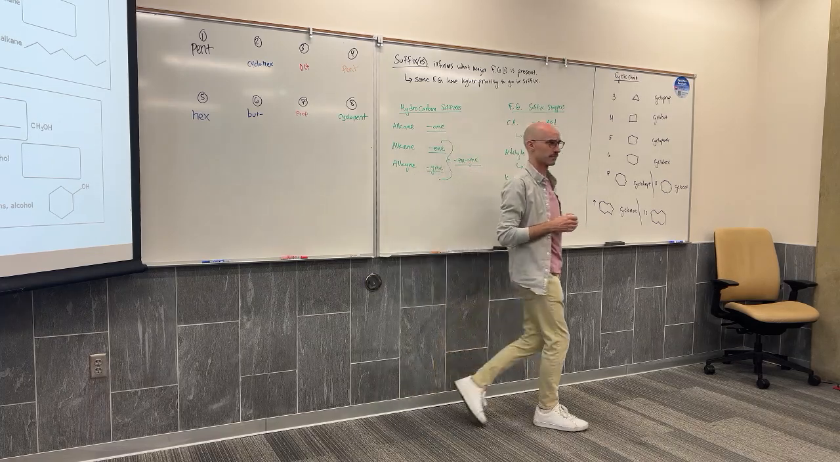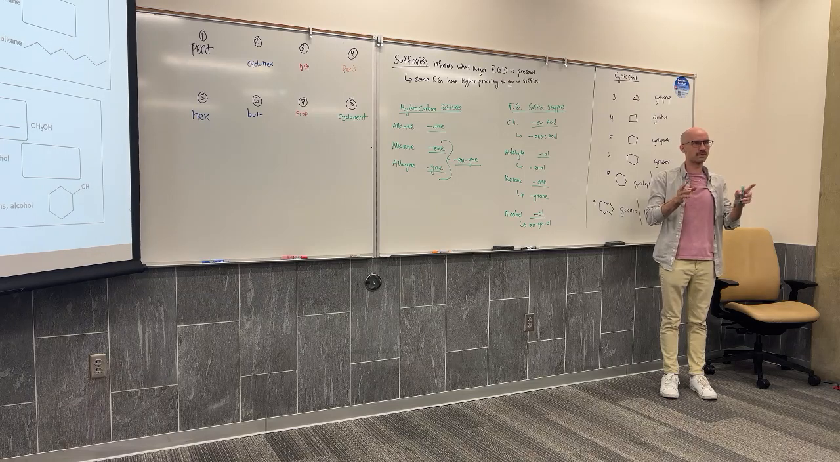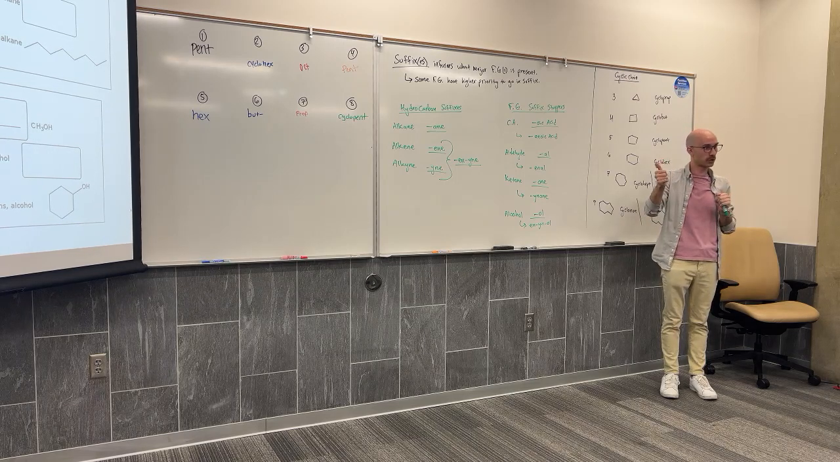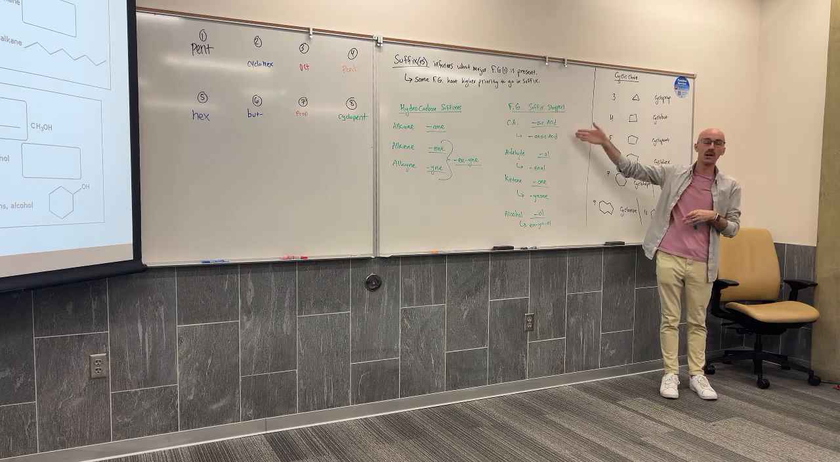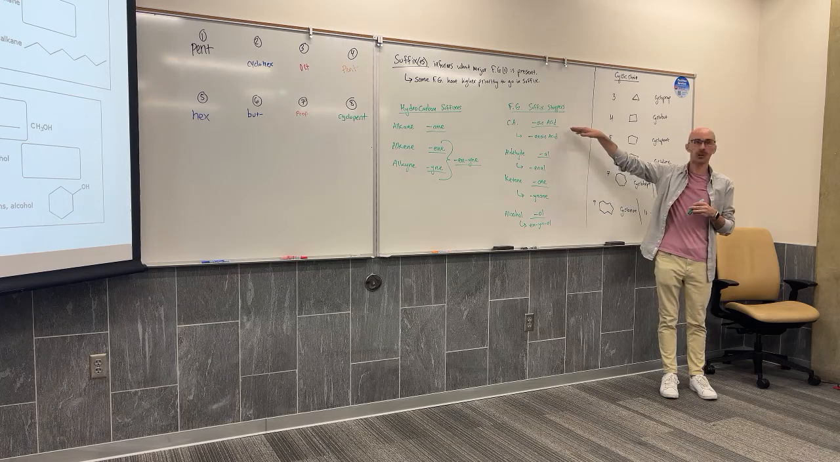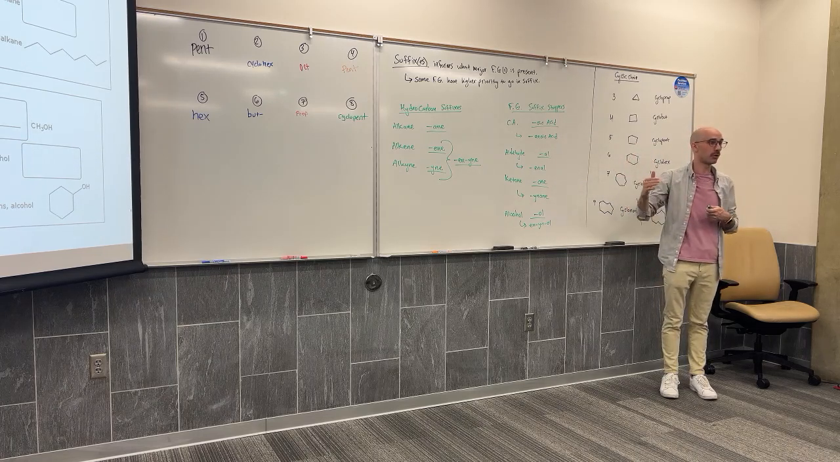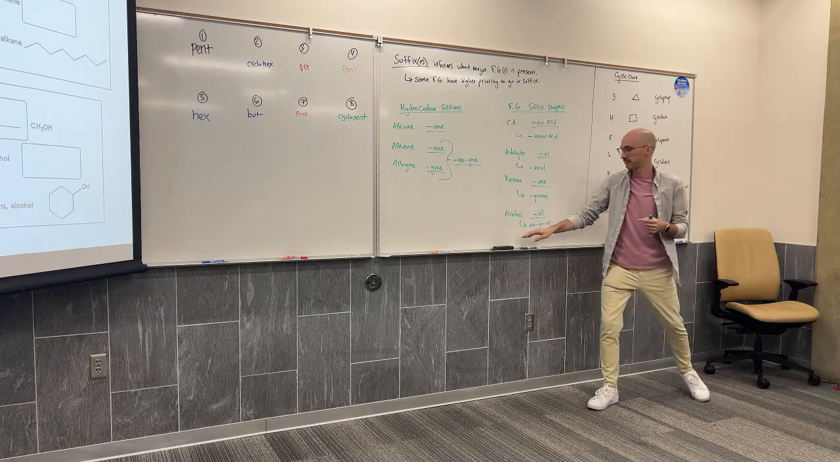Seem fair? The suffixes tell you the major functional groups, but actually they tell you two major functional groups, your hydrocarbon functional group and one priority functional group. You cannot have both an alcohol and a carboxylic acid signified in the suffix. You only get one or the other.